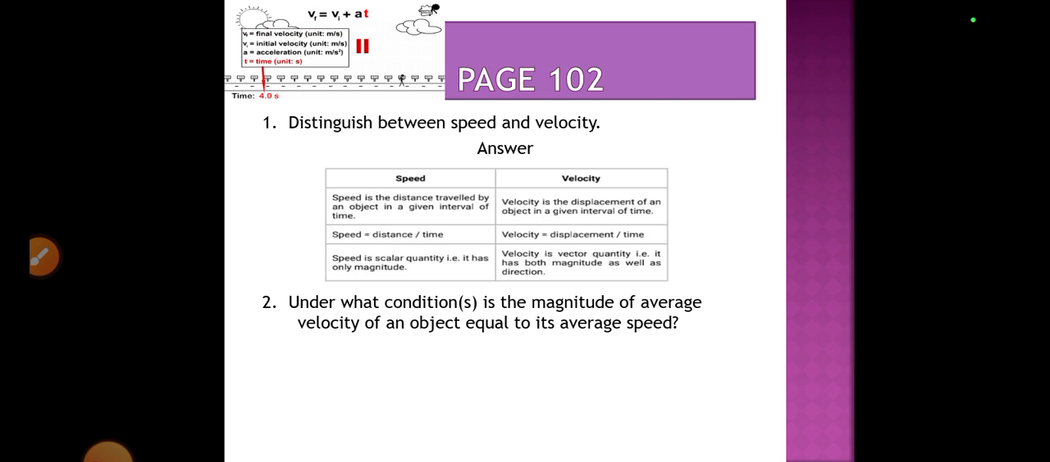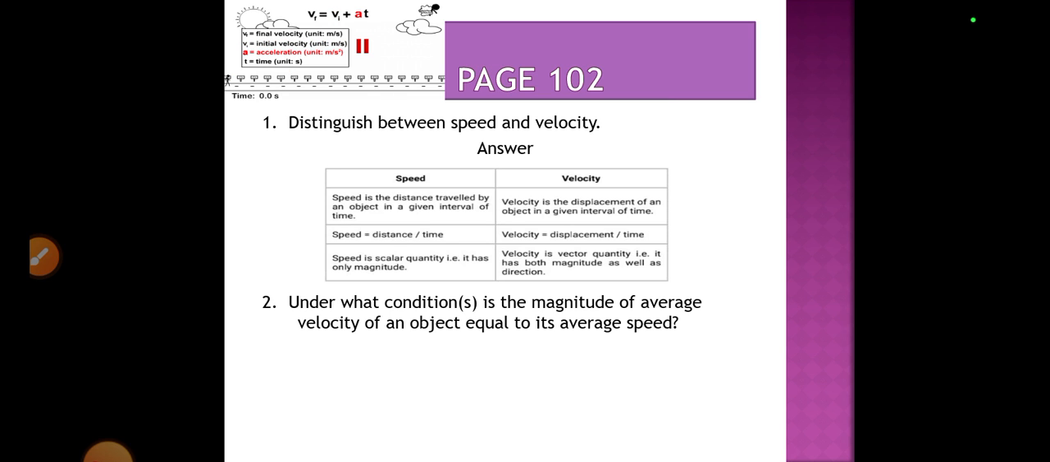Speed is a scalar quantity, it is only magnitude. You may understand what a scalar quantity is. Scalar quantity means only numerical values. You will get speed equal to 4 meter per second, 20 meter per second, 100 meter per second, 100 meter per hour, or kilometer per hour also. Whereas velocity will give you the quantity with the direction.